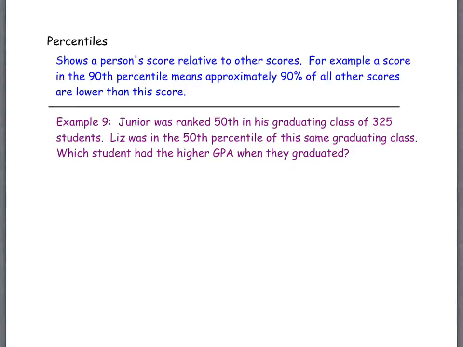All right, so here's an example. Excuse me. Example number 9. Junior was ranked 50th in his graduating class of 325 students. Liz was in the 50th percentile of this same graduating class. Which student had the higher GPA when they graduated? There's a couple of ways to think about it. So what would you do if you were processing this information?